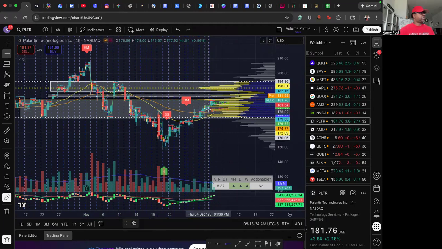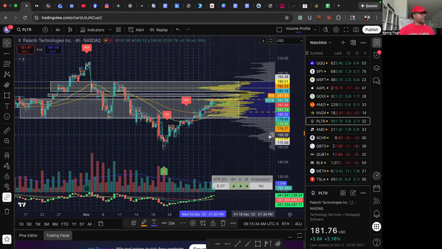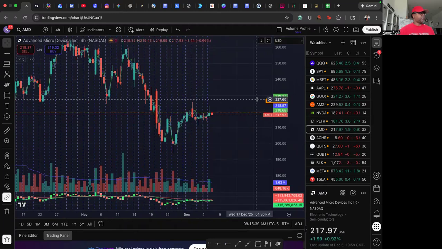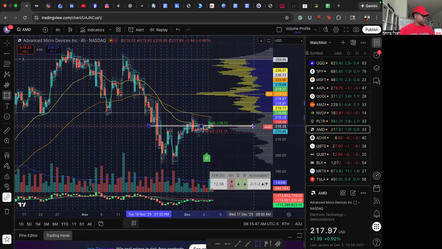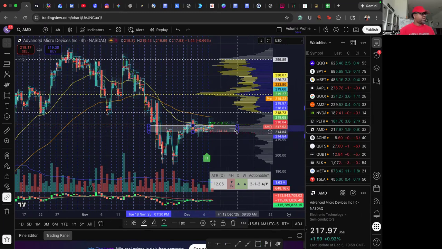Let's go ahead and get our swing high, which is right here. Let's go with another swing low. Let's go right here. Kind of corresponds with the EMAs that we have plotted there. And so that's it for Palantir. Let's go to AMD, the last one that I'll mark up for today. And let's go ahead and capture this zone right there.